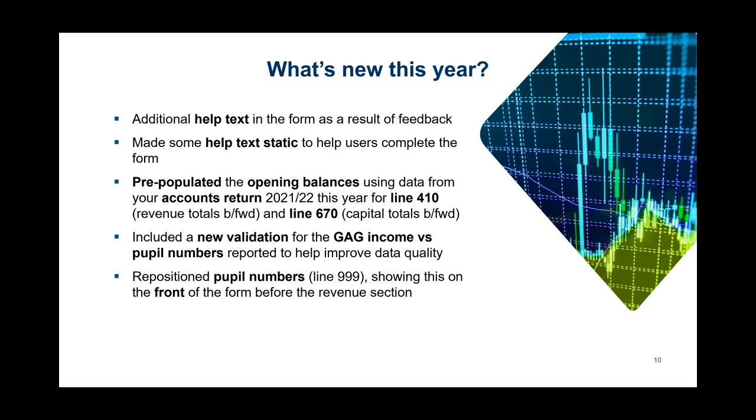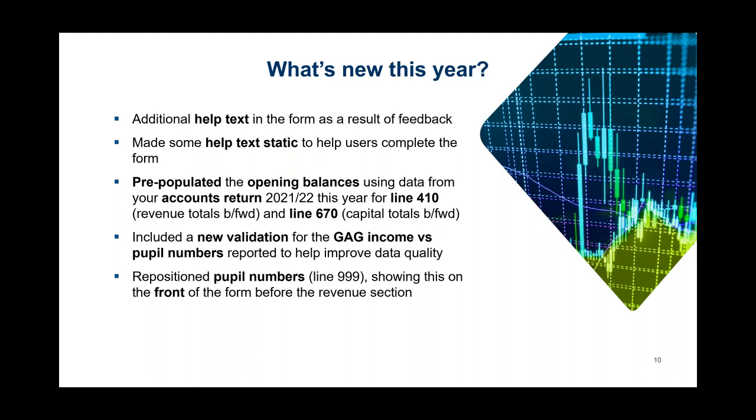We know that some trusts found it tricky calculating their brought forward balances. So what we've done is we've taken your AR data and pre-populated these two lines for you. In the vast majority of instances, when we modeled it on last year's data, these lines were exactly the same as what we pre-calculated. However, some were different, and we knew that some trusts found that a bit tricky. So we've put this in this year's return. But if you disagree for whatever reason, that's fine. You can overtype it and correct it to whatever value you believe is right.